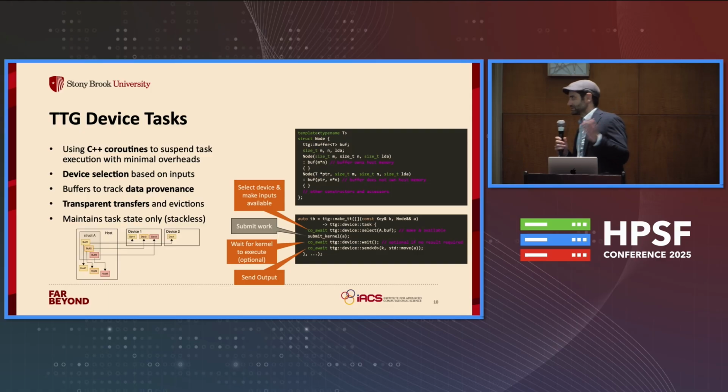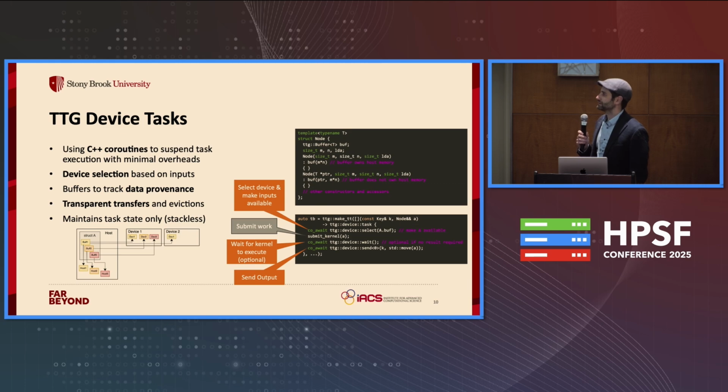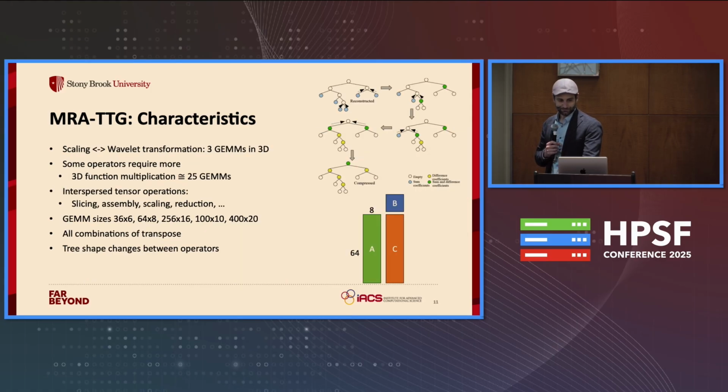So we usually suspend the task once or twice, at least. And we track the data provenance, so we know where the last modifications were, and we can move data around transparently. Once we're running out of memory, we will move data back to the host, evict it from the device, and bring it back once you need it. So all of that happens in the runtime system. You never have to deal with memory management. So that's all I wanted to say about TTG.